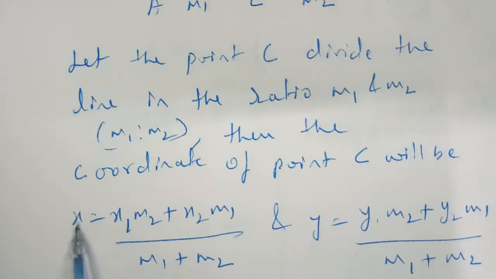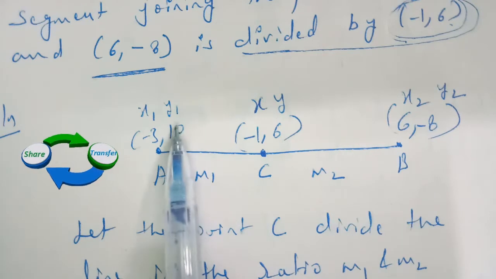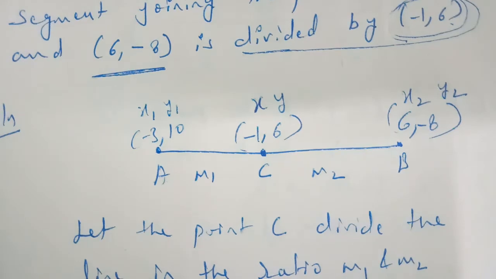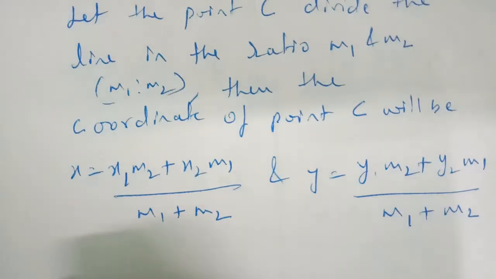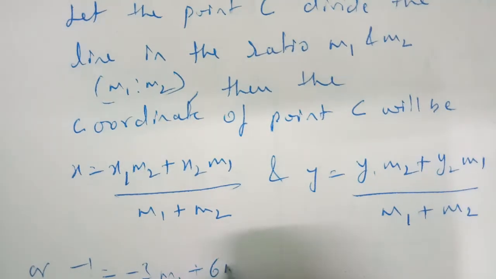Now we have to check whether we have the values of x, x1, x2, or of y, y1, y2. We have the value of x1, x and x2, and in the case of y also we have y1, y and y2. So we can take any one of them. I am taking the value of x. Minus 1 is equal to (-3 m2 plus 6 m1) divided by (m1 plus m2).